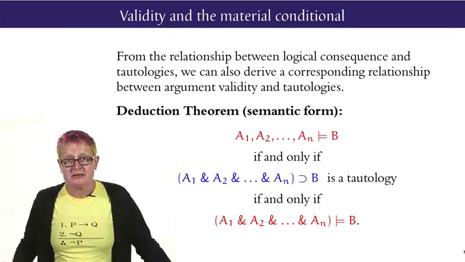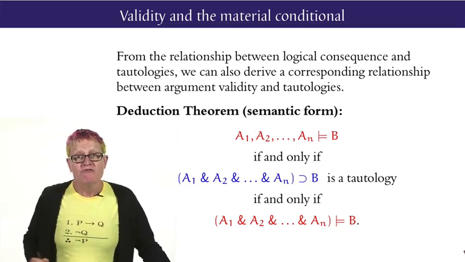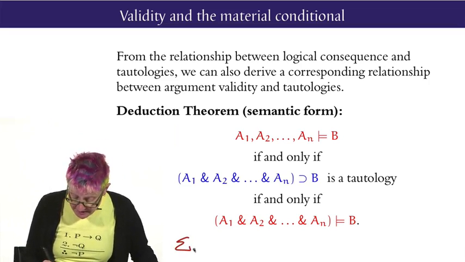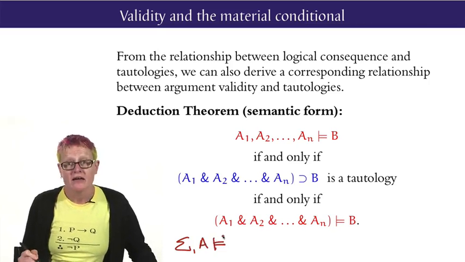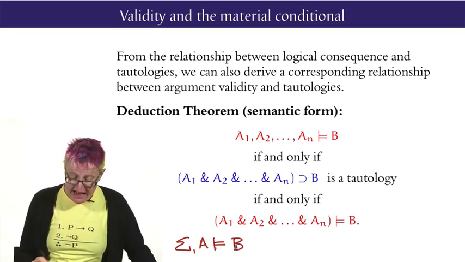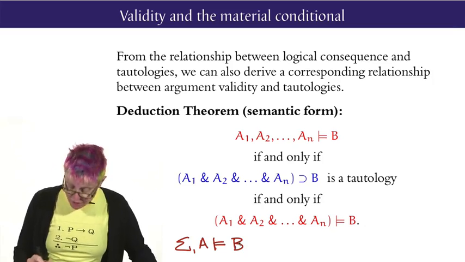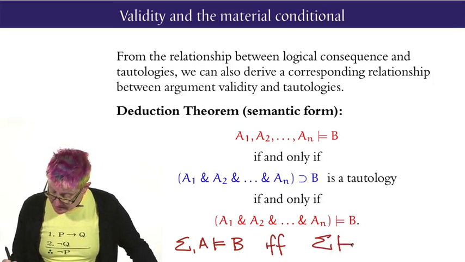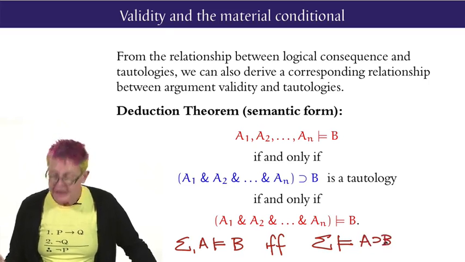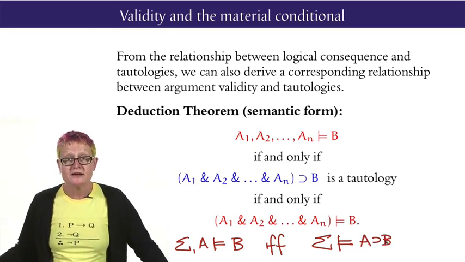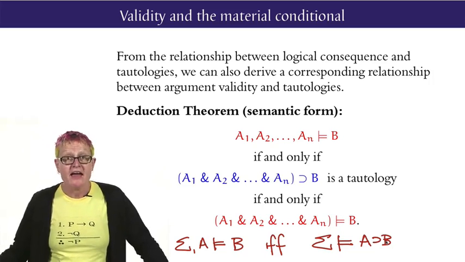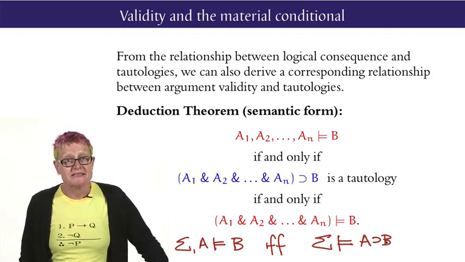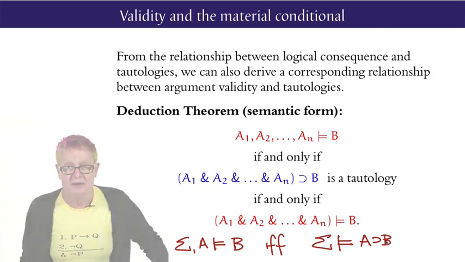When sigma is a set of premises and A and B are formulas, we can write the deduction theorem more succinctly. Sigma together with A yields B, or the argument from sigma together with A has as a consequence B, if and only if sigma yields A implies B. In words, the argument with premises sigma together with A and with conclusion B is valid if and only if the argument with premises sigma with conclusion A implies B is valid.